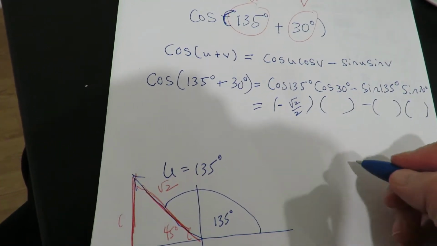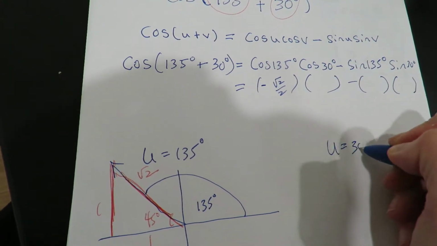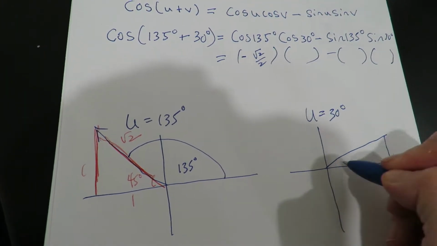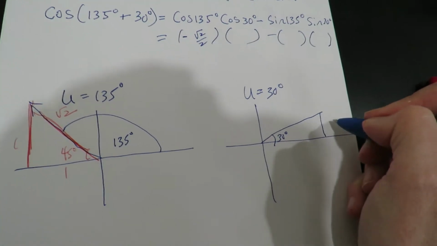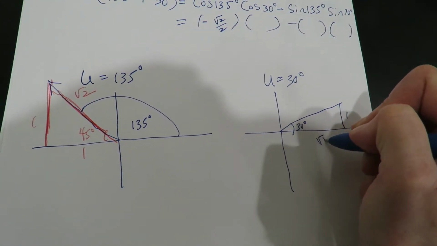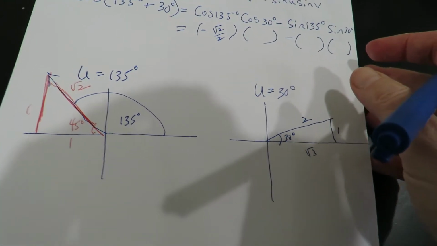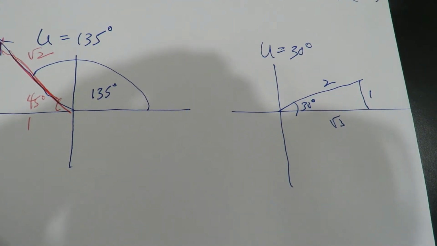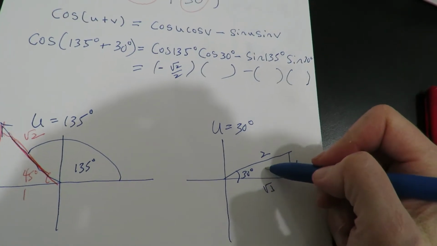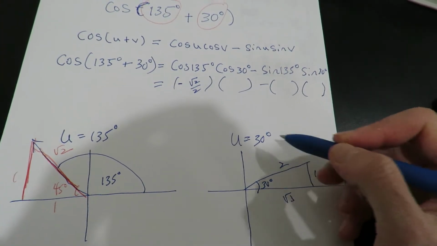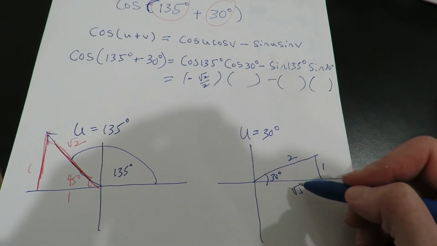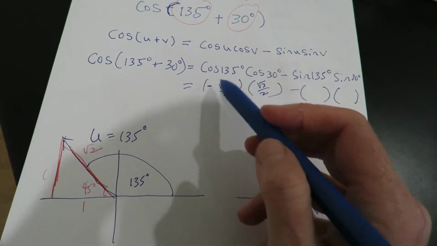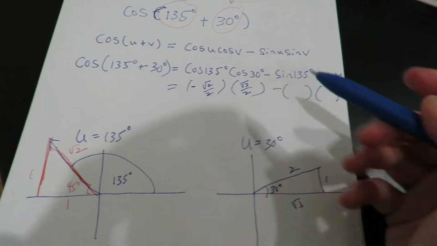Here's our other angle, which is 30 degrees, and that is over here. 30 degrees is the 1, radical 3, 2 triangle. It's in quadrant 1, so the reference angle and the initial angle are the same. Cosine of 30 degrees is radical 3 over 2. You can see I rationalize it because the math here is going to be easier to crunch.